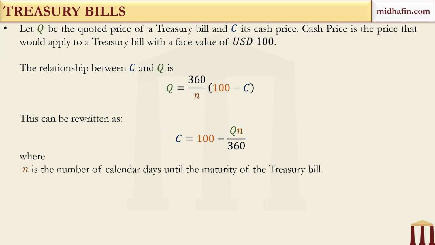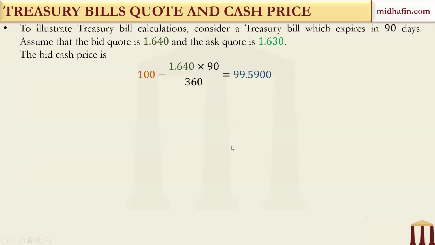Okay. Next, what we have here is an example. Here we have taken a treasury bill that expires in 90 days. So 90 days are left to maturity. And we know that quotes are actually the yearly interest rates on the treasury bill, earned on the face value, not on the price of the bond. So when I say 1.64 is the bid quote, it means 1.64% on $100, not on the price that you're paying.